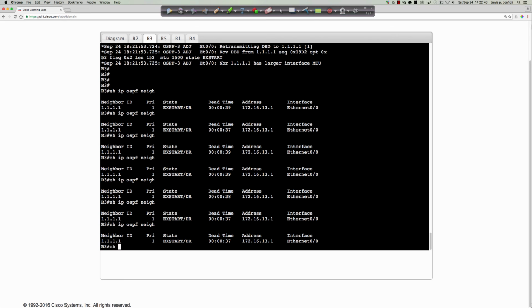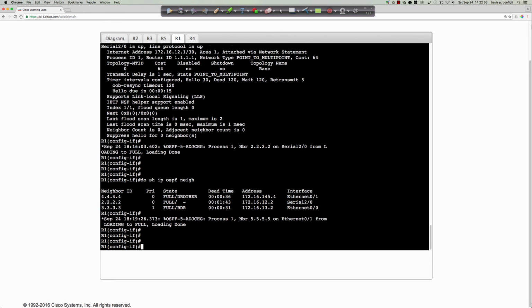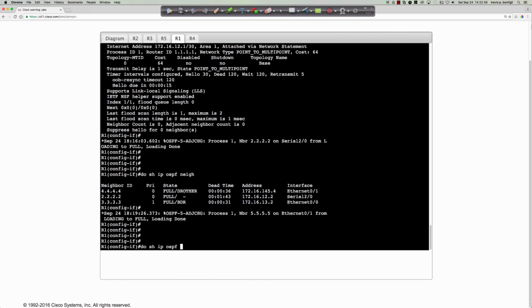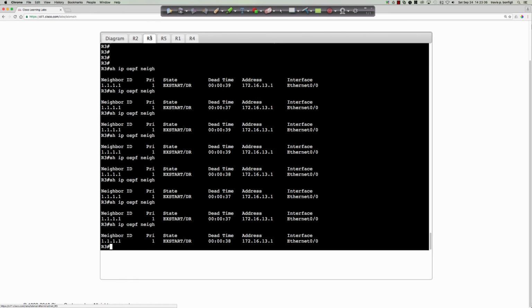If I were to say show IP OSPF neighbor, we should see that it's stuck in the EXSTART state still. If I went over to router 1 and do show IP OSPF neighbor, you can see Exchange BDR. It's stuck in the exchange start state.